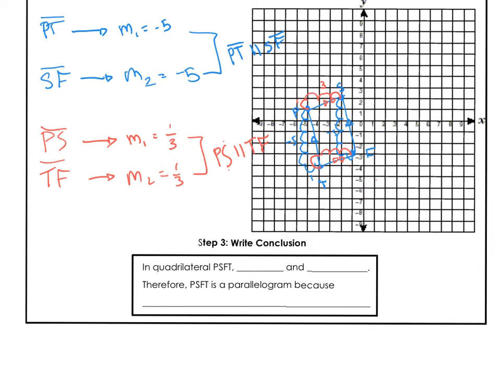In quadrilateral PSFT, we know PT is parallel to SF, and we know PS is parallel to TF. All right, and we've demonstrated why that's true. Therefore, PSFT is a parallelogram because, and we state the property here, opposite sides are parallel. All right, so remember, you want to state the property used.